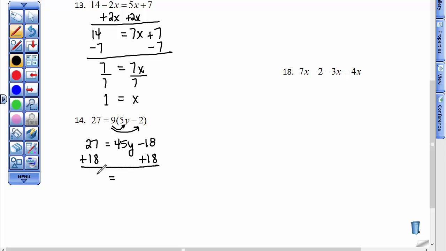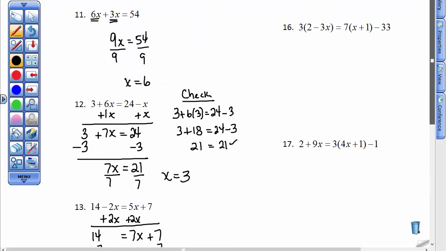So let's see, 27 plus 18 is 45, so 45 equals 45 times y. So now and only now do I divide both sides by 45, and I find that y is equal to 1. You can write it like this or write it like this. It doesn't matter. Let's go to a few more problems.